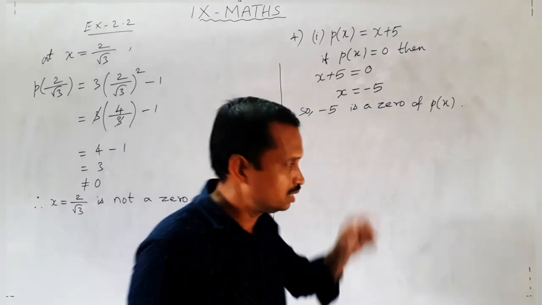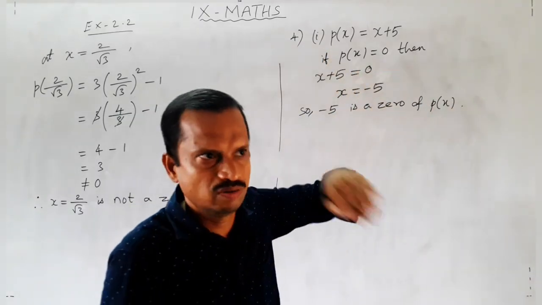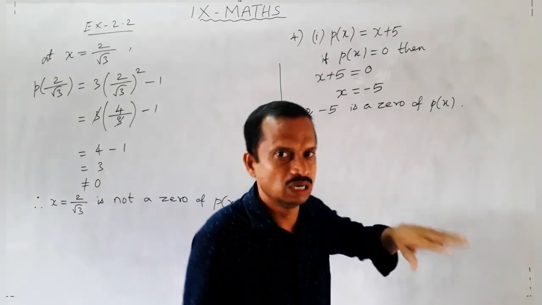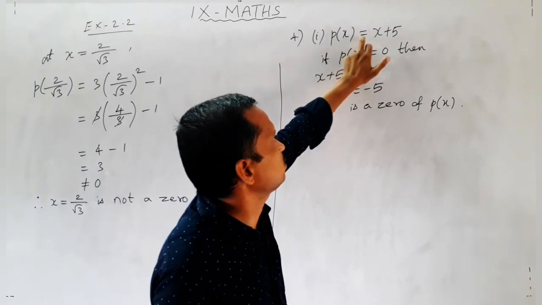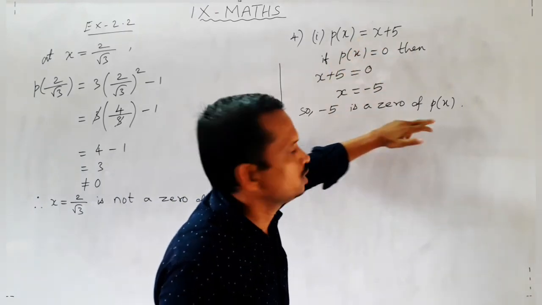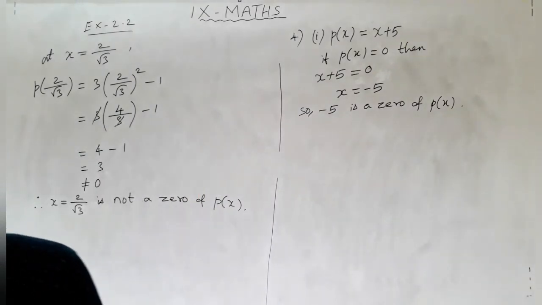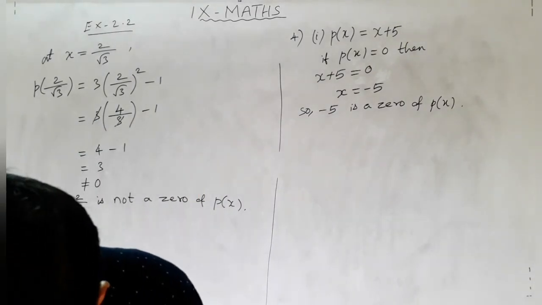P of x means what? Here the p of x is x plus 5. Every time I write p of x, it means the p of x in the given sum. So this is finished, that's all. So here p of x is x plus 5. Clear? So this is the way of finding the zero of the given polynomial.